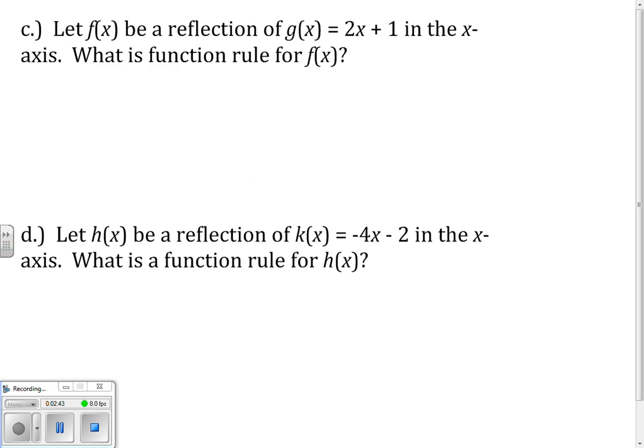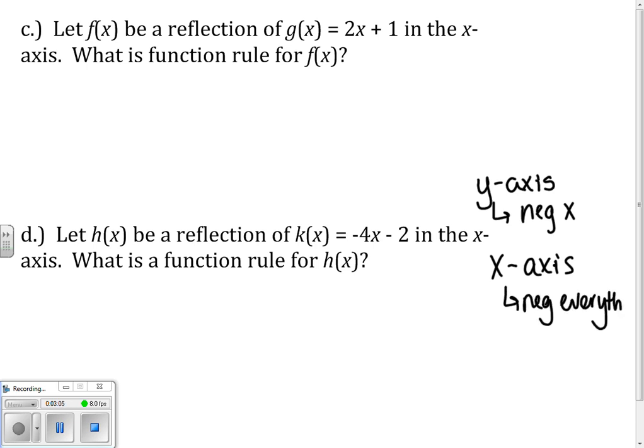Letter C, let f of x be a reflection of g of x equals 2x plus 1 in the x-axis. Okay, I'm going to give you a shortcut on this one. If you wanted to reflect on the y-axis, you have to negate x. If you want a reflection on the x-axis, negate everything. Every term gets a negative for the x-axis. So in letter C, they want this to be a reflection on the x-axis. Change every sign. So my new function will be f of x equals negative 2x minus 1. I changed all signs. All signs is a reflection in the x-axis.